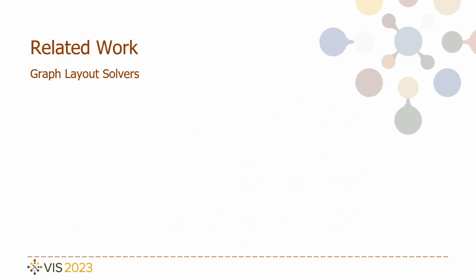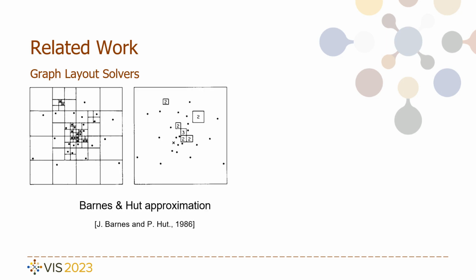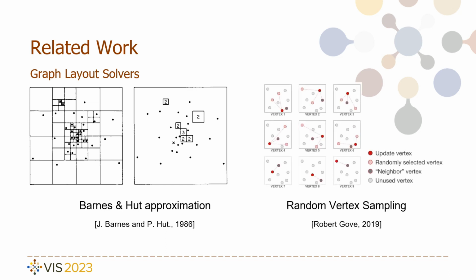Most graph layout methods need to use optimization solvers to create desirable drawings. For example, Barnes-Hut approximation is the most commonly used acceleration method for the spring-electric model, which takes O(n log n) time complexity. Recently, a much faster method, random vertex sampling, has been proposed. It only has O(n) time complexity, but the layout quality is not that good.